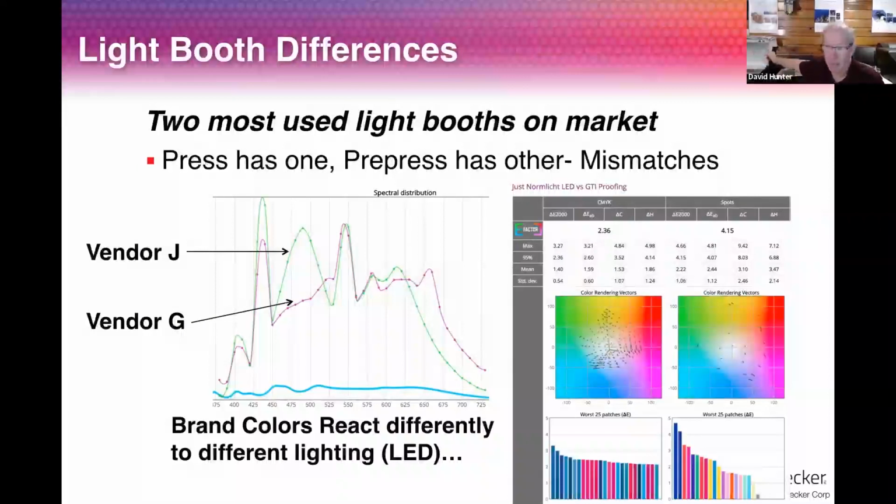Lighting. Light booths are a huge variable related to color. And here I'm showing the spectral power distribution curve of 2 of the most popular light booths in the world. One, we'll call it vendor J, which is the green line, and one is vendor G, which is the magenta line. And what this is showing in this part of the spectrum at 475 nanometers is that we can almost have a 5 delta E visual difference if I look at a reflex blue in this light booth, which is we'll call it a J, and another light booth which is a G.